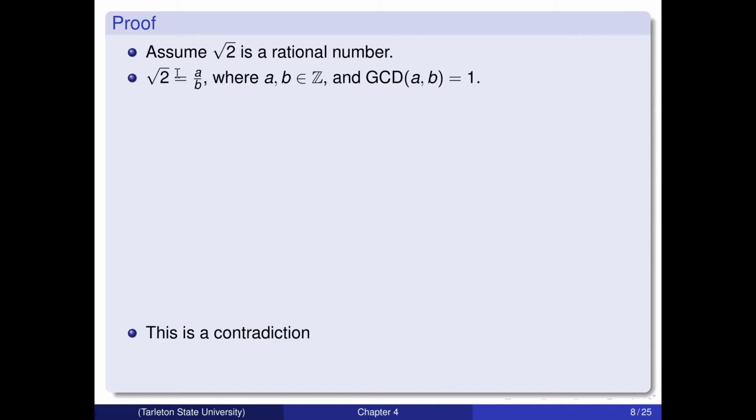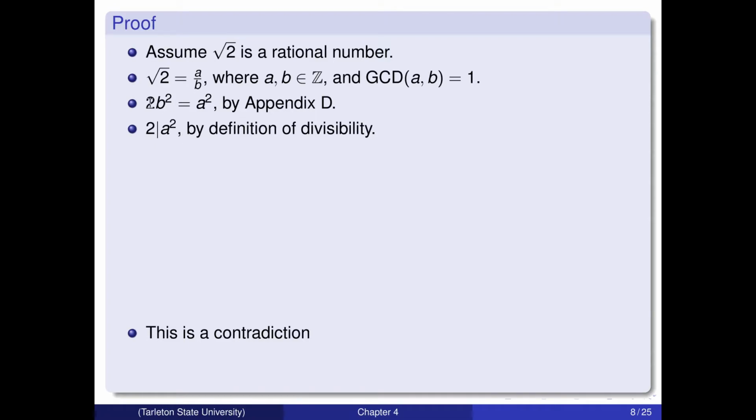All right, well, if radical 2 is a over b, we can do a bit of algebra using appendix D. Basically, we can square both sides and then multiply both sides by b squared and get this equation. But you'll notice this equation implies that 2 divides a squared by definition of divisibility. Now, another way to think of a squared is that a squared is a times a.